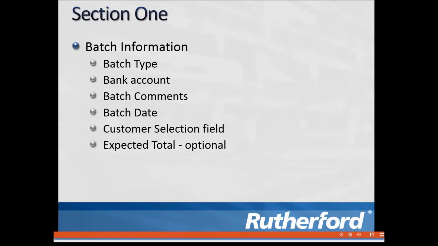The first section of Payment Central is the batch information section. That will show the batch type, the bank account associated with the Payment Central batch, any batch comments the user wants to put in there, the batch date, a customer selection field, and an optional expected total field.